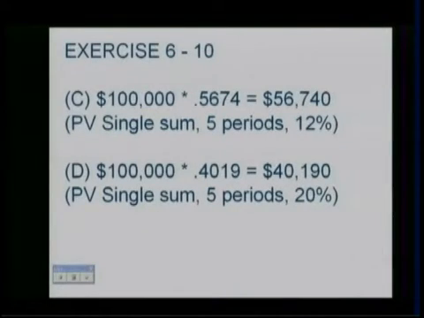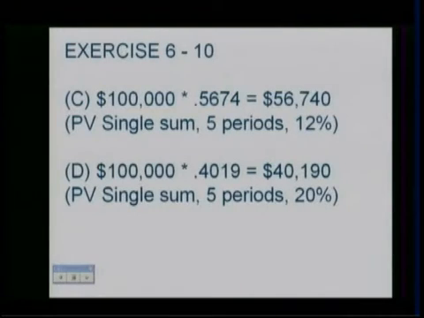In Part C, they ask you to assume a discount rate of 12% is used. All the other factors are staying the same, so you're using your $100,000 for 5 years, but you're using 12% instead. So you're taking the present value of a single sum for 5 periods at 12%. You're going to get a factor of 0.5674. You multiply that by your $100,000, and that gives you $56,740.